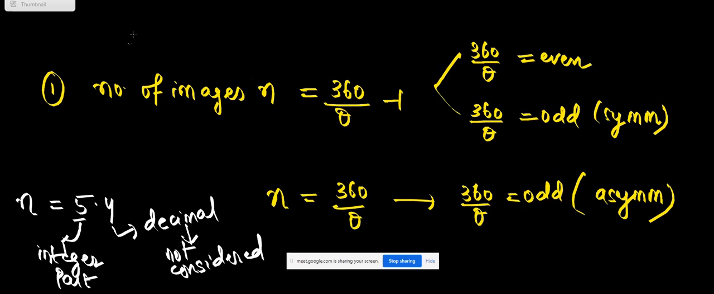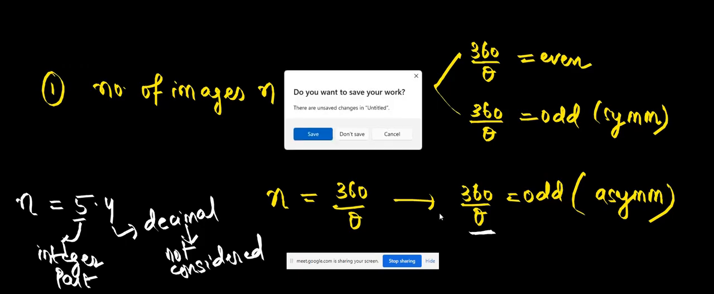Ma'am, if it is asymmetrical, then 360 by theta, right? Odd value and asymmetrical. First you have to find this 360 by theta value. First you have to confirm whether it is odd or even. If it is odd and asymmetrical, then 360 by theta. If it is odd, symmetrical, or even, then in both cases 360 by theta minus 1. Any other doubt? No doubt, ma'am. Okay.